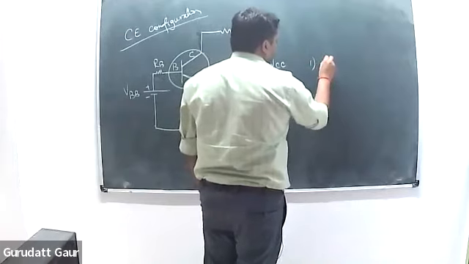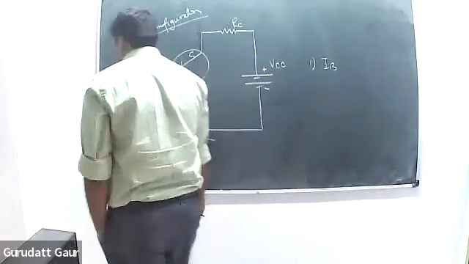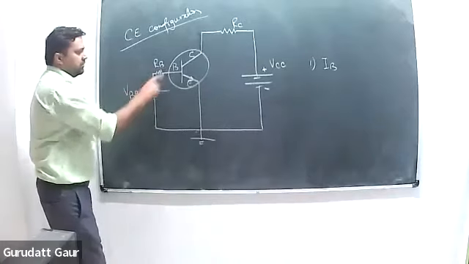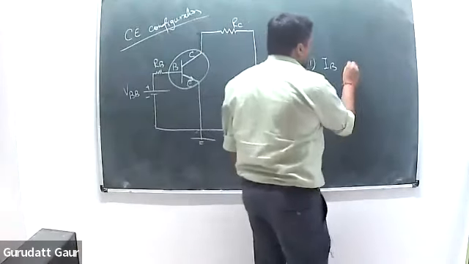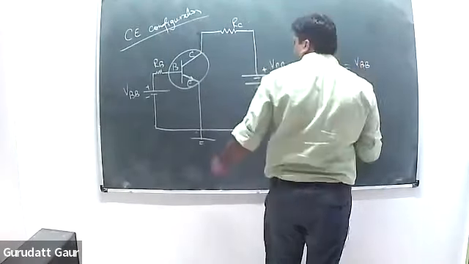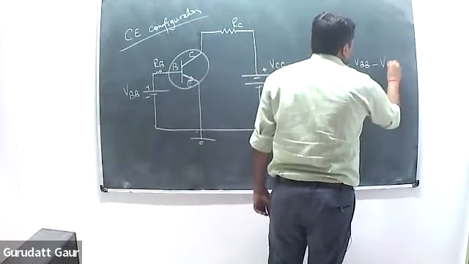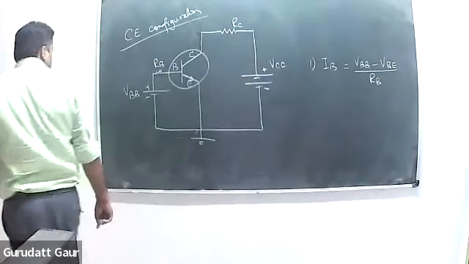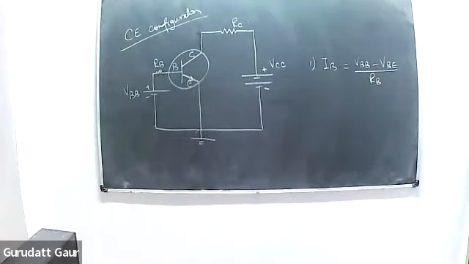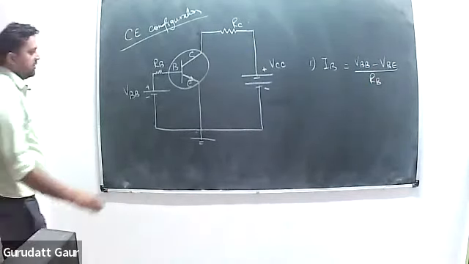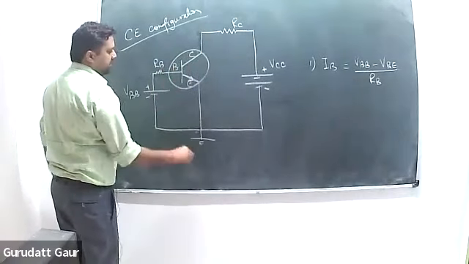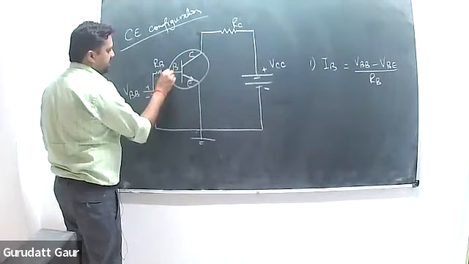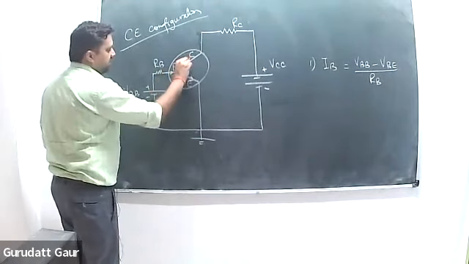There were 3 steps. The first step was that you need to find out the base current, which is the current flowing through the base. It will be basically VBB, this supply, minus VBE, divided by RB. That will be the base current. Because the direction of current is like this, the base current will be flowing in this direction. This is the direction of collector current.